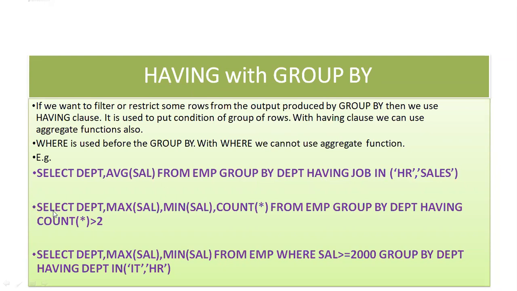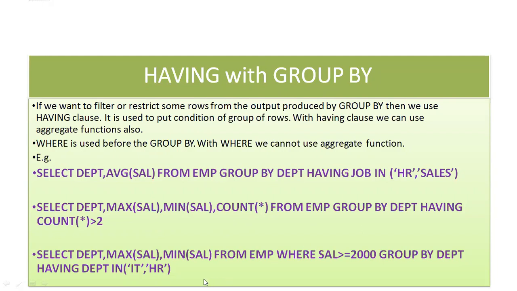See another example: select DPT, comma max salary, min salary, count all the records from employee, group by department. Department makes the group, having count star greater than 2. Whichever groups have more than 2 records match this condition and will display. So HAVING can be applied with any other condition, but GROUP BY only matches logical columns.